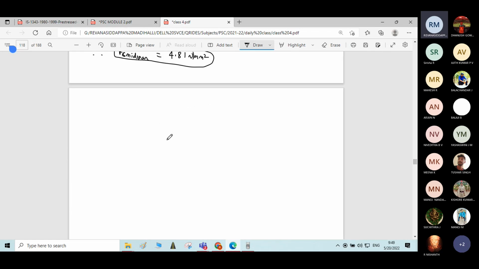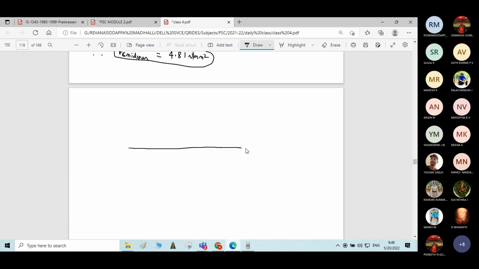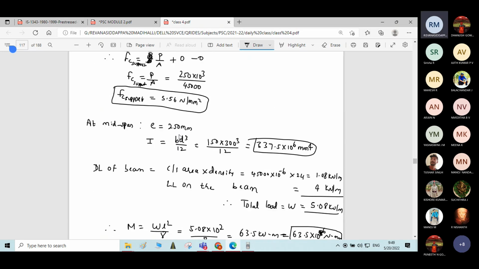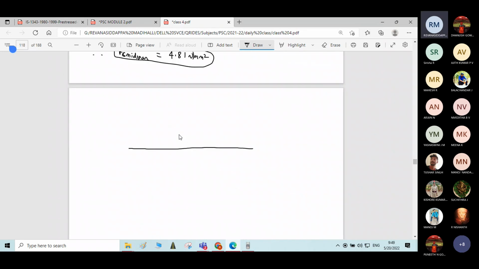Now you can calculate the average stress. Write the diagram for the same. Say at the support, the stress is 5.56, and at midspan it is 4.81. This is the support, and this is the midspan.